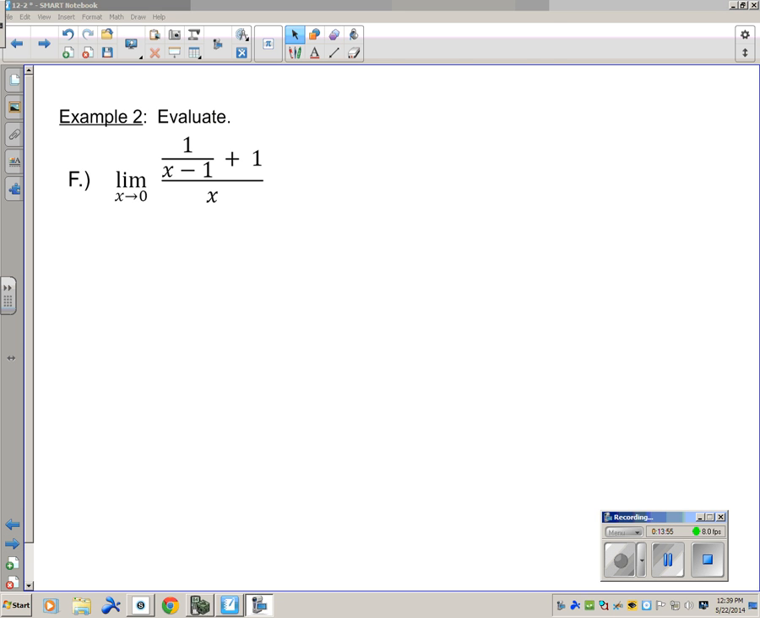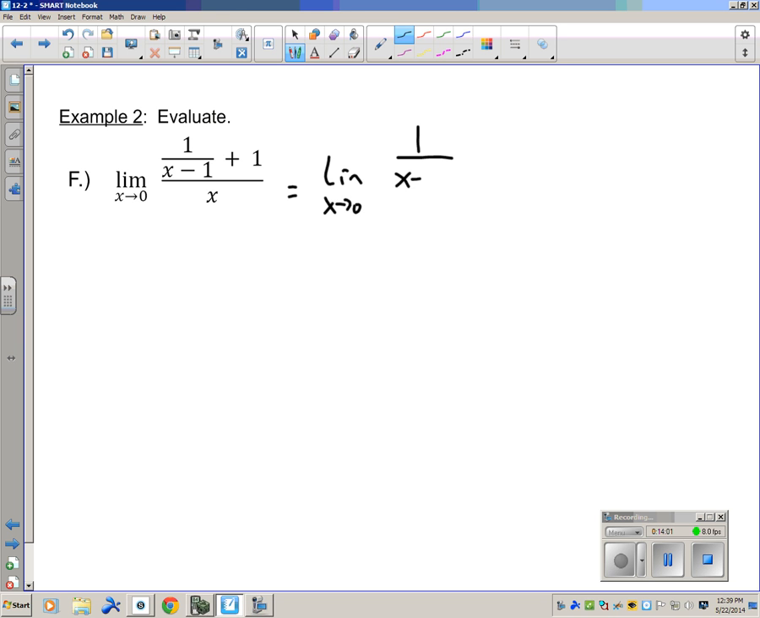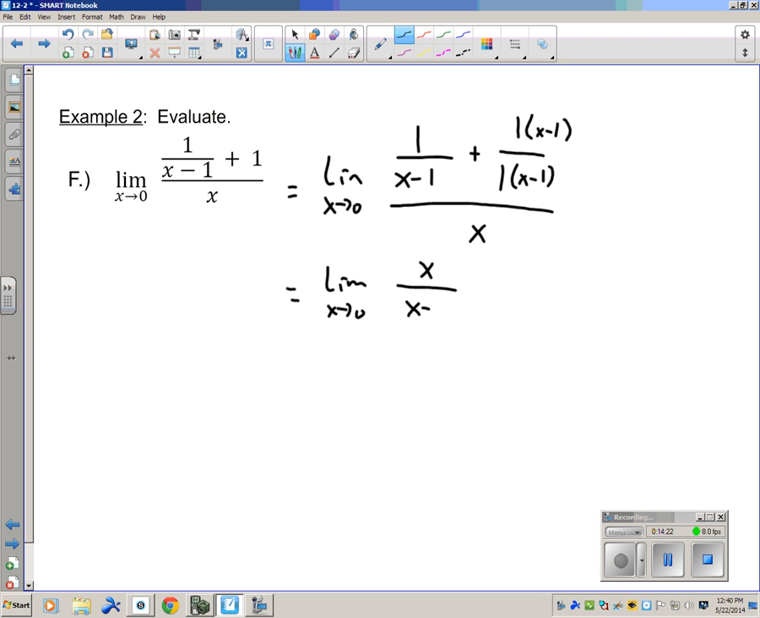This one here, I'd get a common denominator. And so up here, I've got an x minus 1 plus 1 over 1, and I need a common denominator, so I'm going to make this x minus 1's divided by x. So now I've got 1 plus x minus 1 up there, so that cancels out the 1, so I get x over x minus 1.